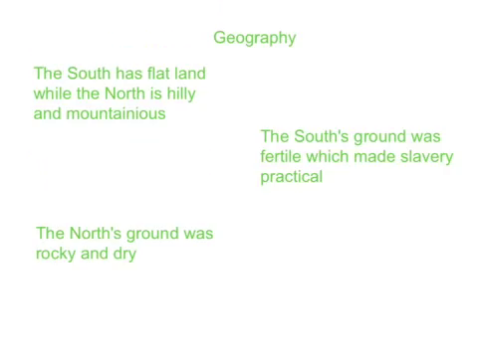The differences between the North and South, geography-wise, is the South had very flat land, and the North was mountainous. This made slavery not even useful because you couldn't grow anything on the mountains and hills of the North. The North's ground was very dry. This is another reason slavery couldn't exist. The South's ground was very fertile, which made slavery practical.